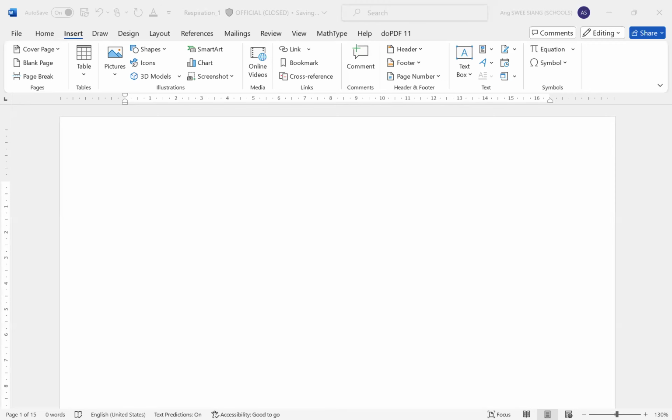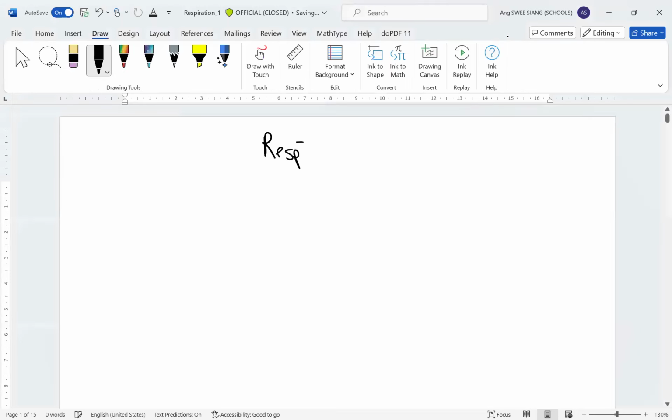Let's start with respiration already. So today we are going to look at two types of respiration. But before we start to explore what is respiration, I want to check whether you all know anything about respiration first. Okay, can someone tell me what do you think is respiration?